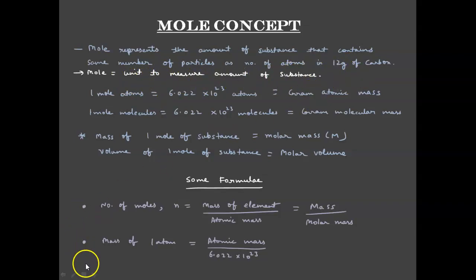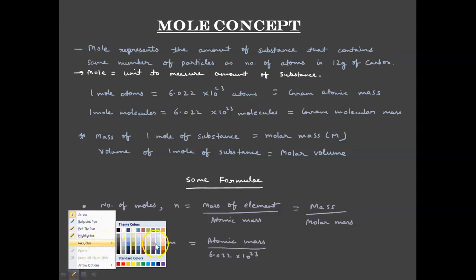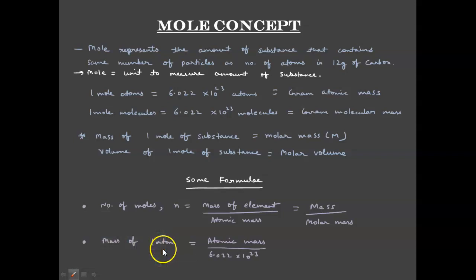So 1 mole of atoms equals 6.022 into 10 to the power 23 atoms. Similarly, 1 mole of molecules equals 6.022 into 10 to the power 23 molecules. So, basically, 1 mole of atoms equals this Avogadro number of atoms, which equals the gram atomic mass in case of atoms, while in case of molecules, it is the gram molecular mass. So, remember this. It should be used in our coming numericals.